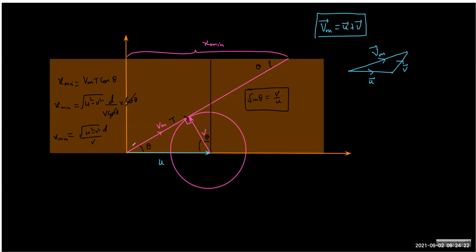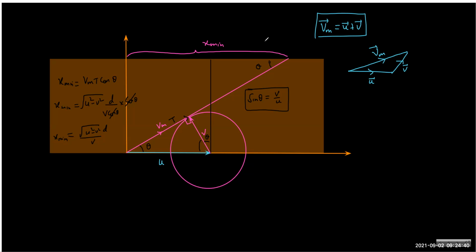So the T cos theta, how did it come? We are taking this triangle. So this length, the entire length is. Yeah, I'm taking this triangle, this triangle. So VmT cos theta is x minimum, right? Yes, sir. That is what I exploited.